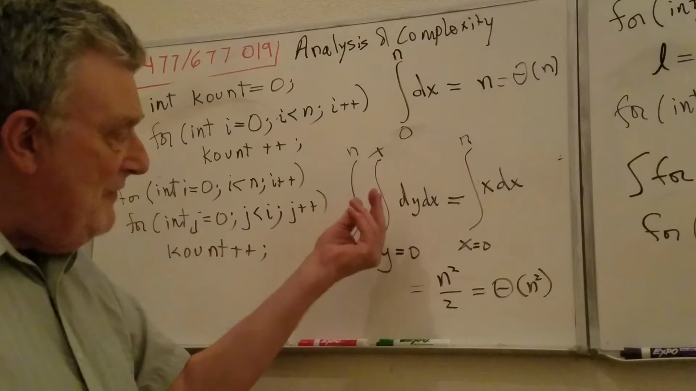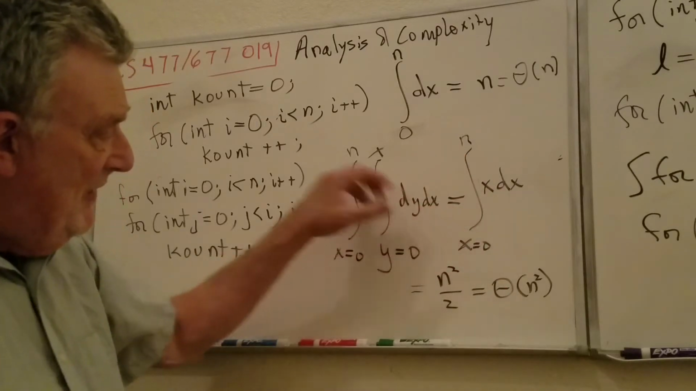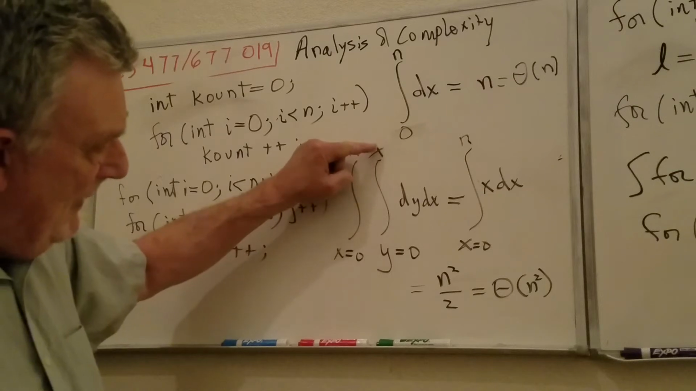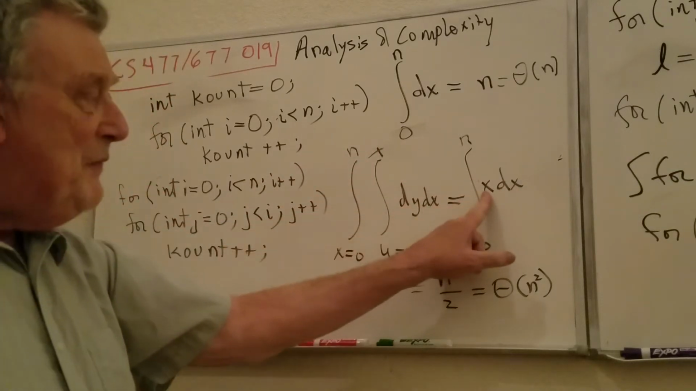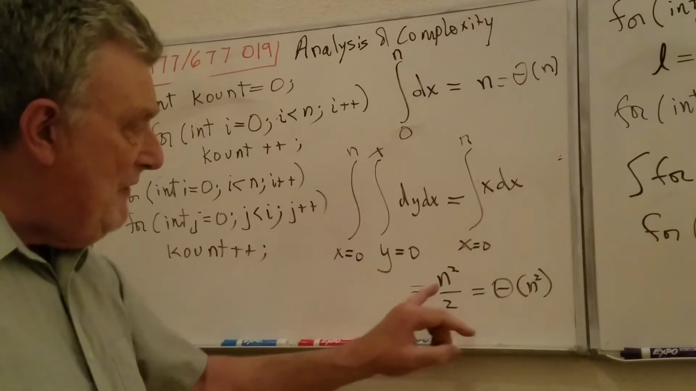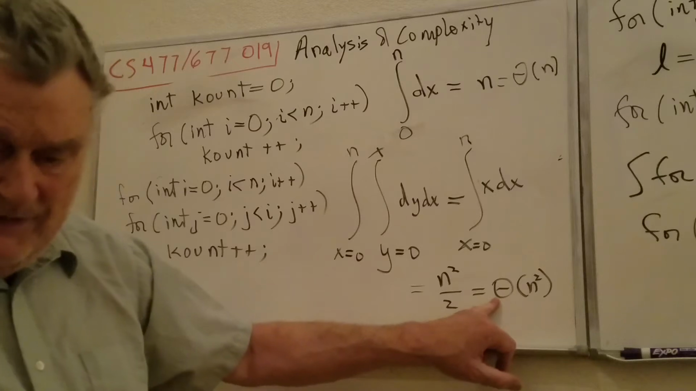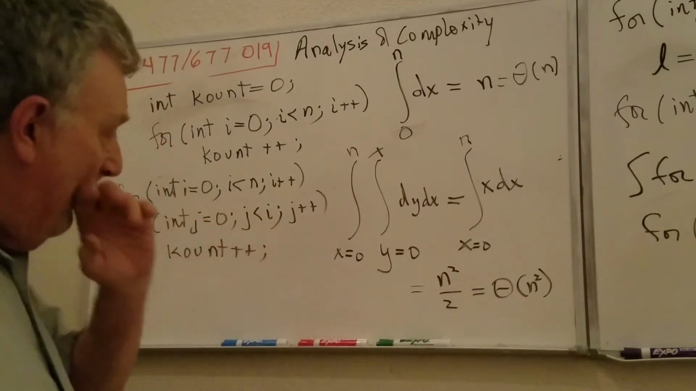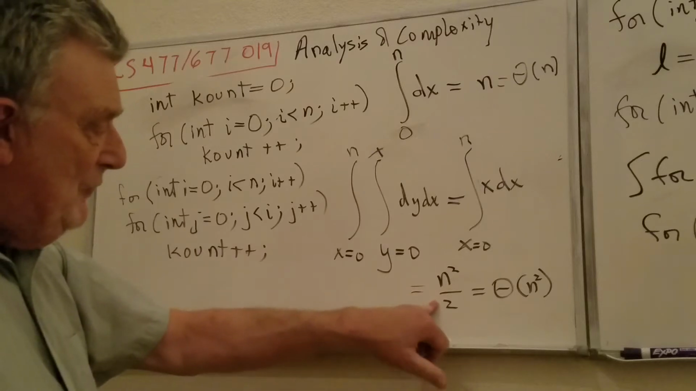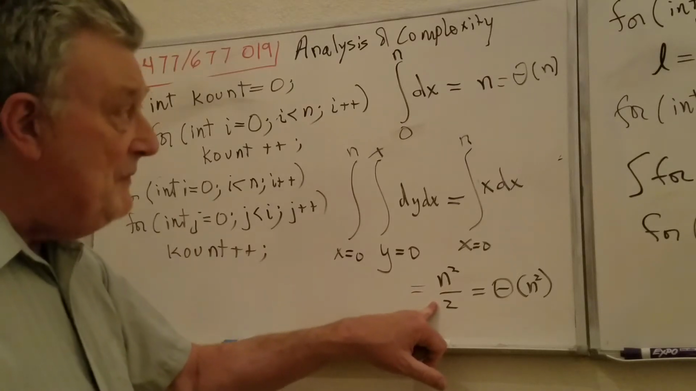And integrating this from the inside out, we get x equals 0 to n, and the integral from 0 to x of dy is x. So we substitute that. When we integrate, we get n squared over 2, which is clearly theta of n squared. So the fact that this only goes halfway is reflected by the 2 here, which is asymptotically irrelevant.